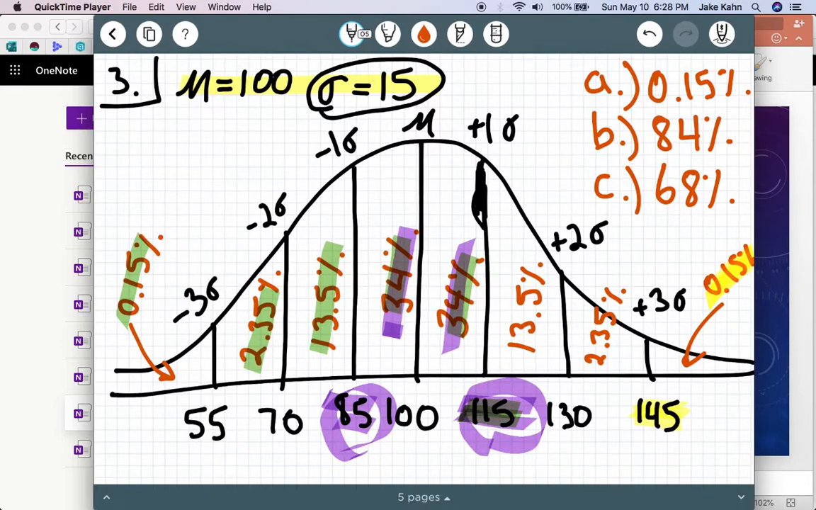And we should know this from the empirical rule, that's 68, 95, 99.7, because 85 and 115, that's between one standard deviation from the mean. So we end up with that 68%.